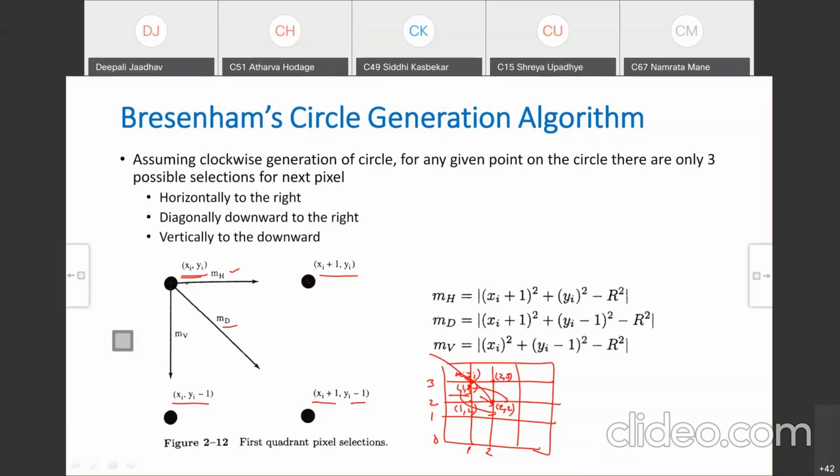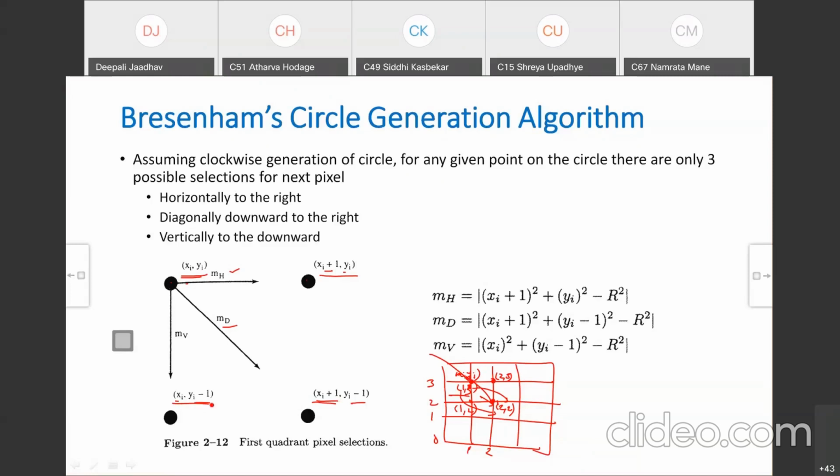Once again, if we want to move horizontally, meaning we want to select this point, then x is increased by 1 and y remains as it is. If we move diagonally, then this point is selected, so x is increased by 1 and y is decreased by 1. And if we move vertically, MV, then this point will be selected. X remains as it is and y is decreased by 1.